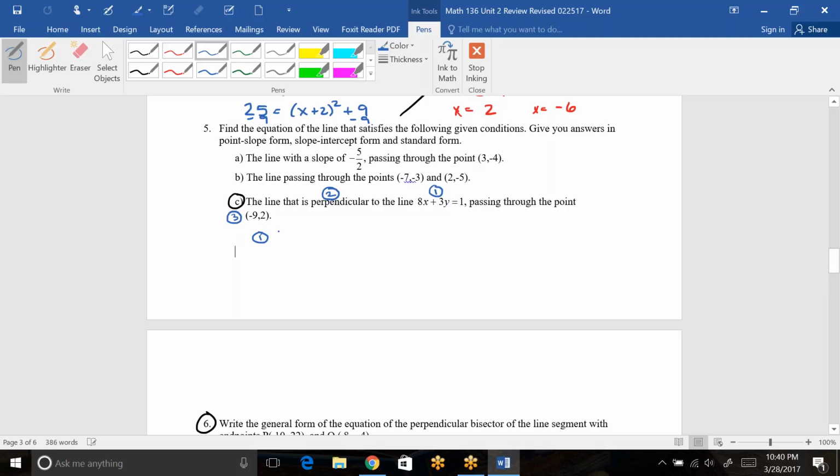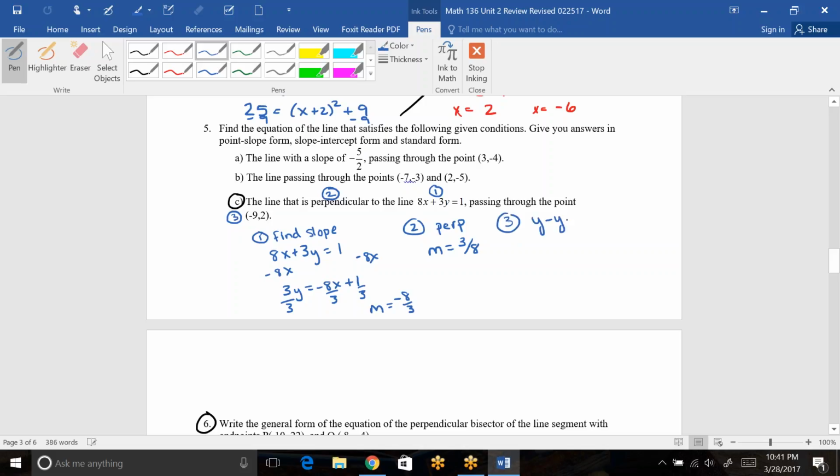So the first step will be to find the slope of this line. So 8x plus 3y equals 1. The best way to find slope is to solve for y. So I'm going to subtract 8x over, and then divide everything by 3. So it looks like my old slope is -8/3. It's just whatever is in front of the x after we solve. To make that perpendicular, you flip it and you change the sign. So it becomes +3/8.